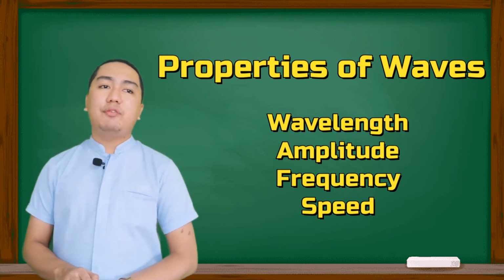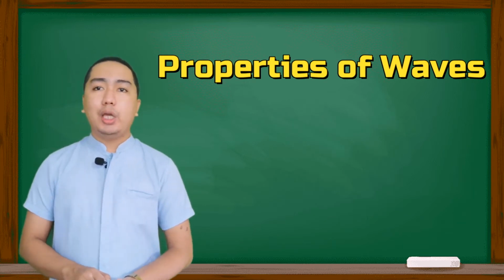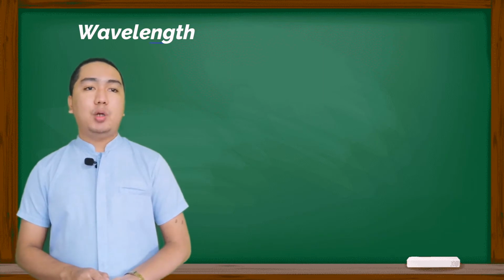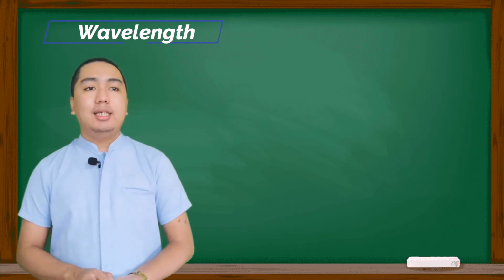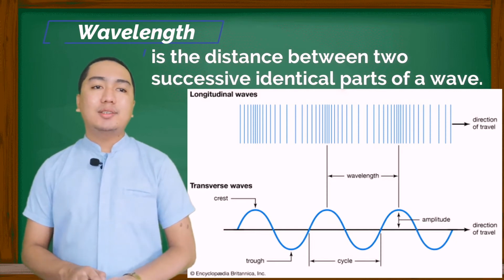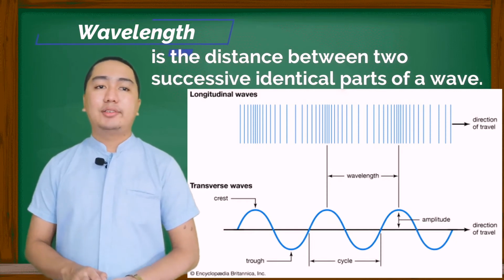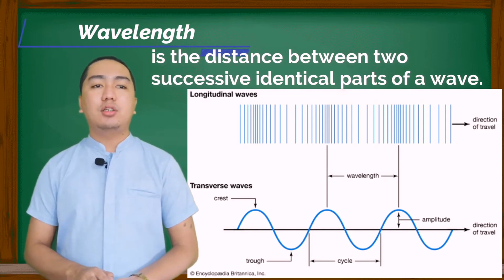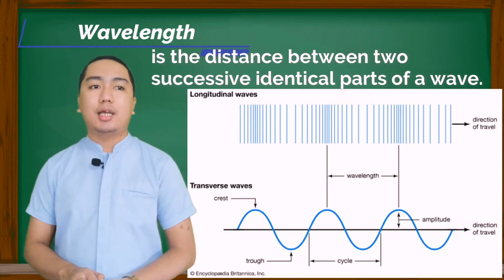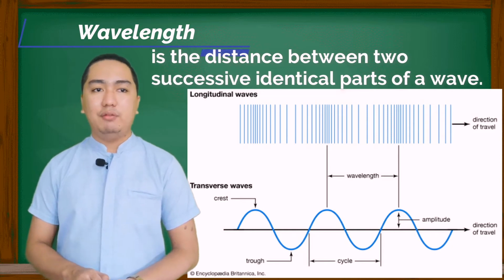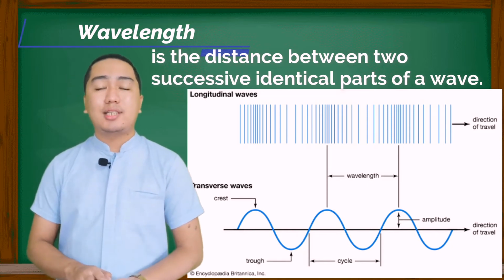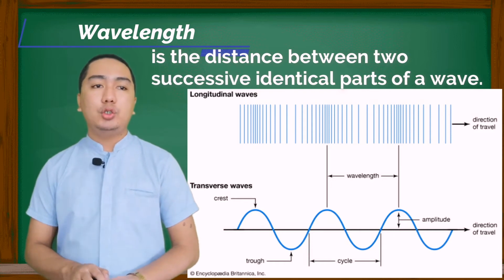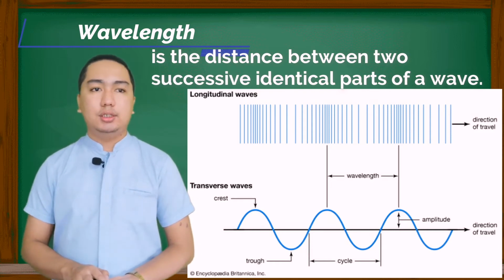Now, let's proceed to the first property, wavelength. One way to describe a wave is by its wavelength. And what is wavelength? Wavelength is the distance between two successive identical parts of a wave. It can be the distance between two consecutive crests or two consecutive troughs of a transverse wave. The wavelength of a longitudinal wave is the distance between two consecutive compressions or two consecutive rarefactions.